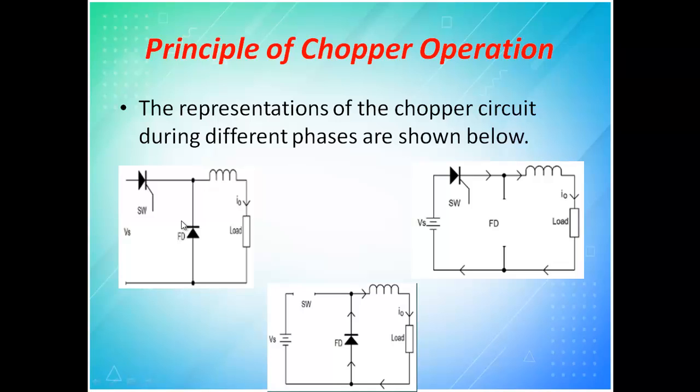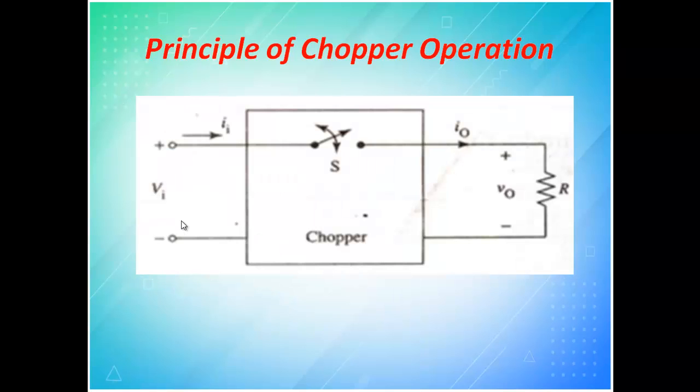So based upon the arrangement of the switch, inductor and freewheeling diode, it will become either boost or buck. That I will explain to you. So now you can see it like a black box. Who is controlling? Only the switch is controlling. So you have input voltage, you have output voltage, and the output voltage and output current purely depend upon the action of the switch, either switch is on or switch is off.